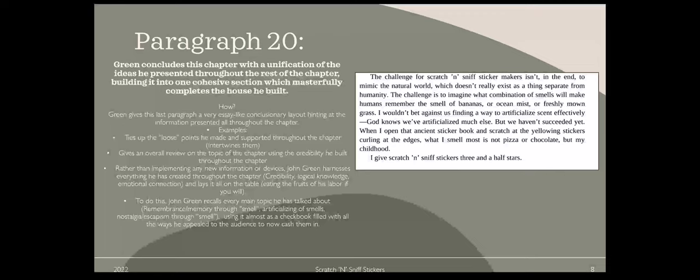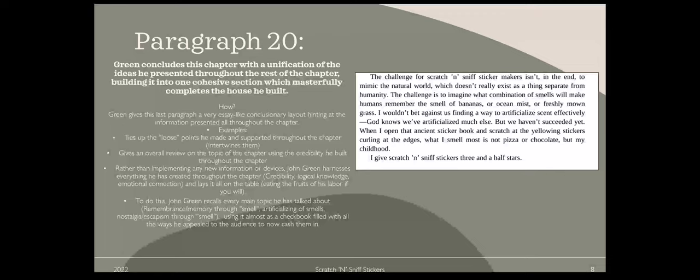Okay, I'm going to give some examples on this. The big one is that he ties up the loose points he made and supported throughout the chapter, intertwining them. He then gives an overall view on the topic using the credibility he built throughout the chapter. So, of course, as most conclusions are, rather than implementing any new information or devices, John Green harnesses everything he has created throughout the chapter, his credibility, his logical knowledge, and his emotional connection, laying it all on the table, which you could relate to eating the fruits of his labor.